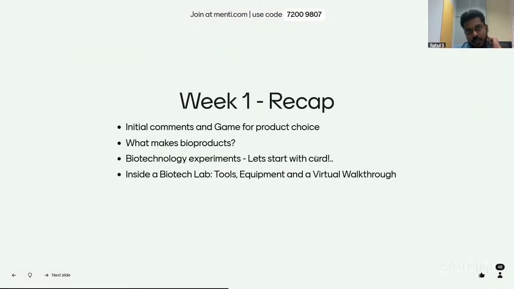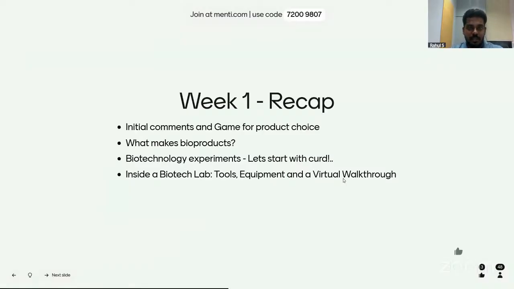Let's have a small recap of week one. In week one, the professor started the course with initial comments and games for product choice, like how it worked. Some of the words might be new to you, and some words you might know already. I hope that gave you the overall idea. Bio products are the core of the course, because it leans towards the industrial side: how bio products are produced inside the cell, how the cells are producing that, and how we are going to use that.